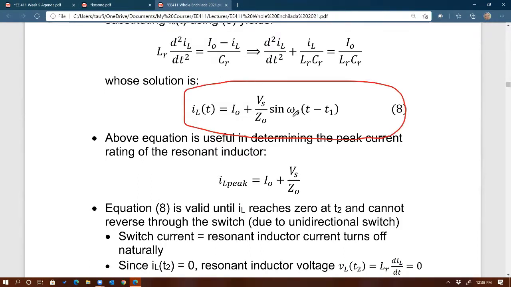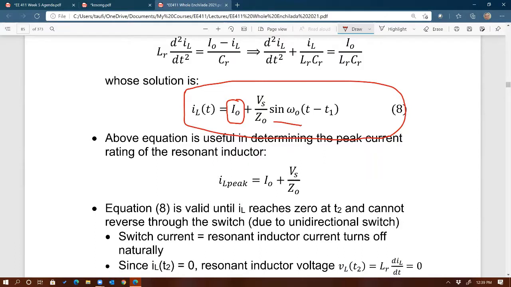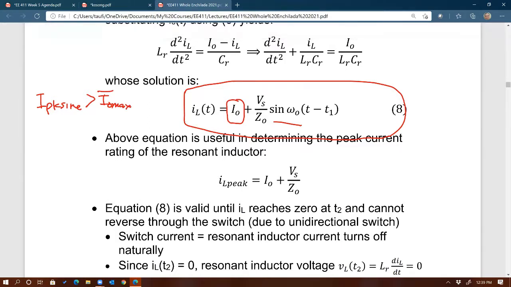Okay, you can see clearly that we have a sine wave that is riding on top of an offset. That's a constant value, as we talked about, right? So therefore, what is the peak value? What is that I peak sine? Remember I wrote earlier, I peak sine must be larger than I out max, the average value. Can you know what I peak sine is from this equation?